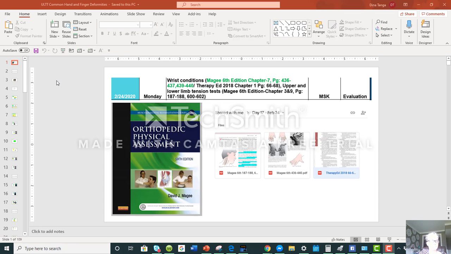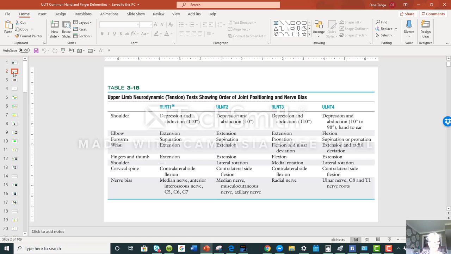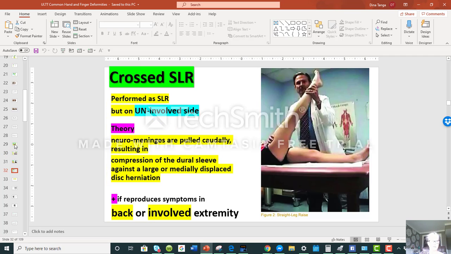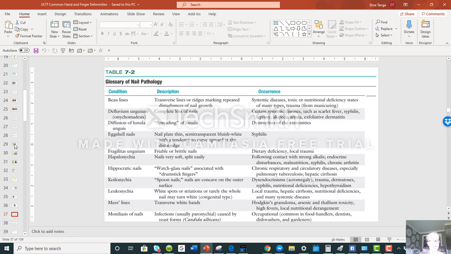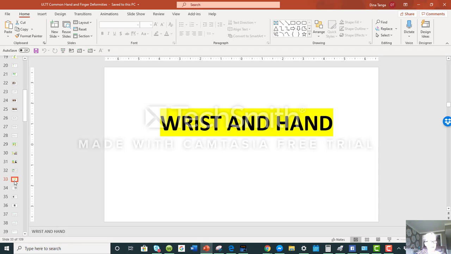So we will skip the upper limb tension test part of this. Go down to, let's see, the hands. Here we go. Wrist and hand.